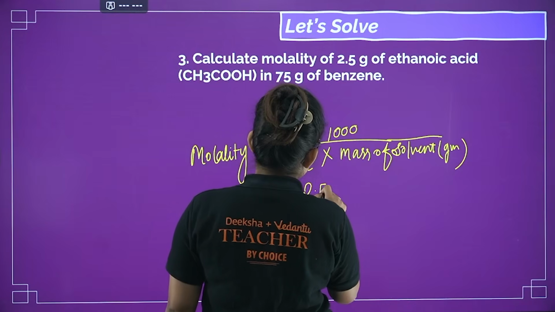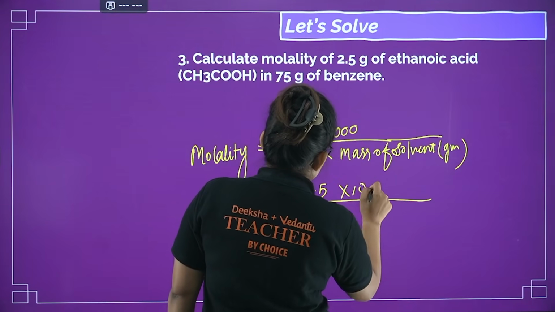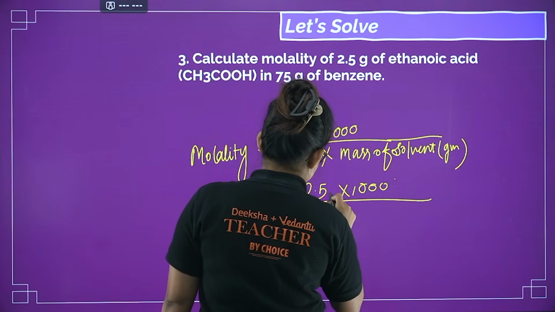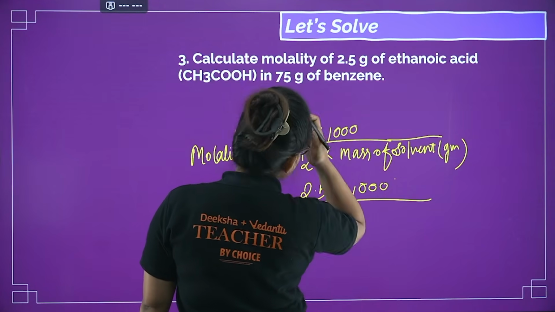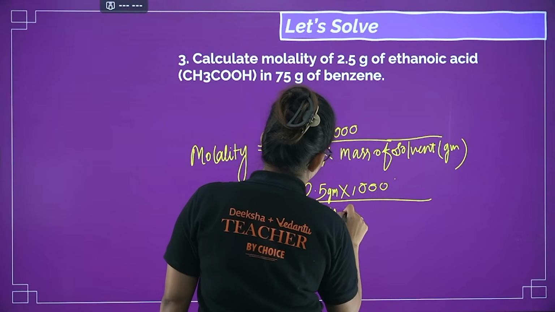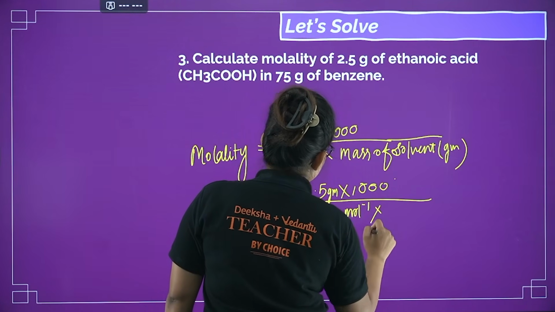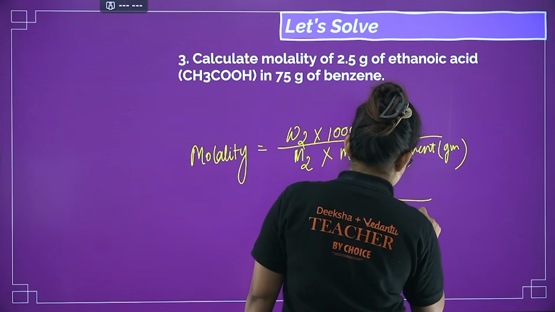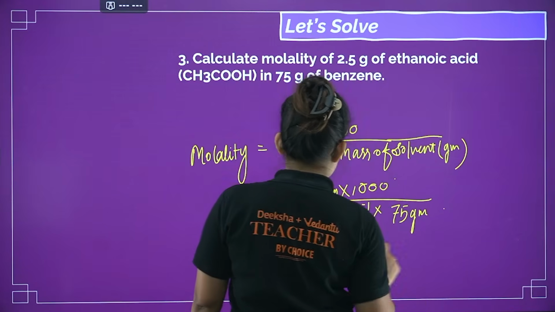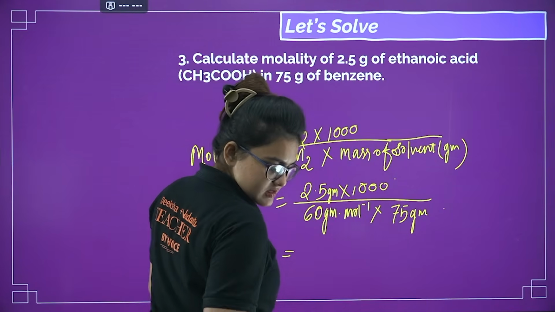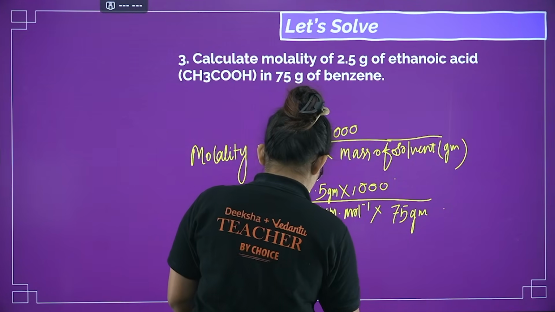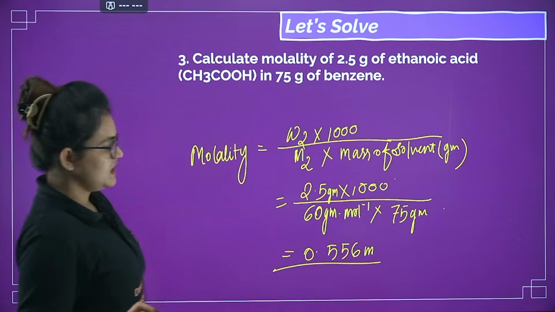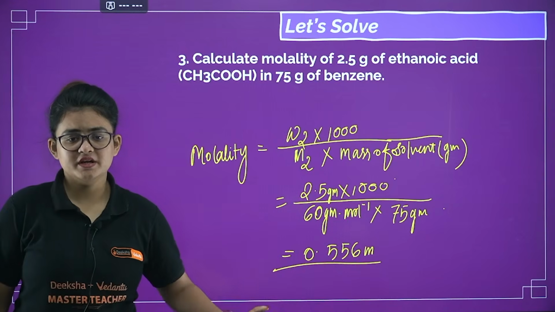Okay, so let's put the values. 2.5 they have given. Molecular weight of ethanoic acid is 60 gram per mole, into mass of the solvent. How much? 75 gram benzene they have given. So now if you simply calculate this, your answer will come something like 0.556 molal. Okay, so this type of simple calculation you can get out of it.